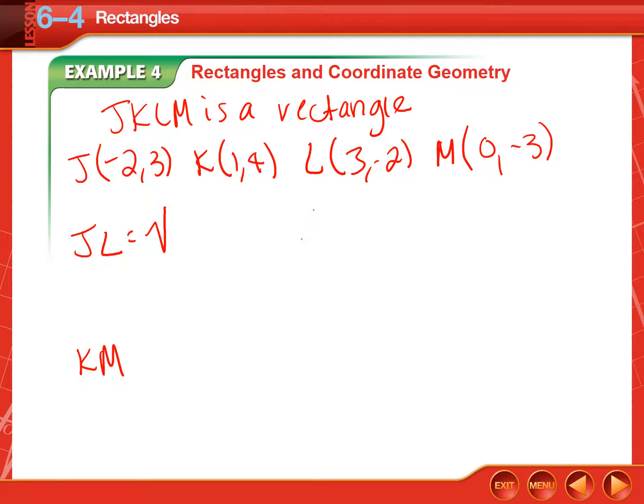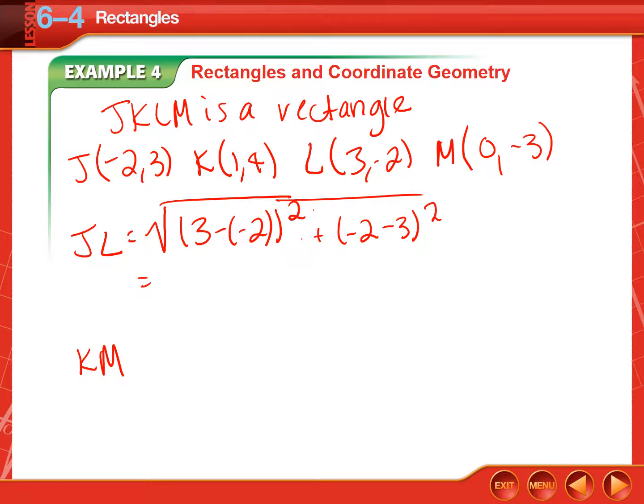So here we go. JL is going to be 3 minus a negative 2, squared, plus negative 2 minus 3, squared. So 3 plus 2 is 5 squared, 25. Okay, and then plus negative 2 minus 3, negative 5 squared, 25. So square root of 50.